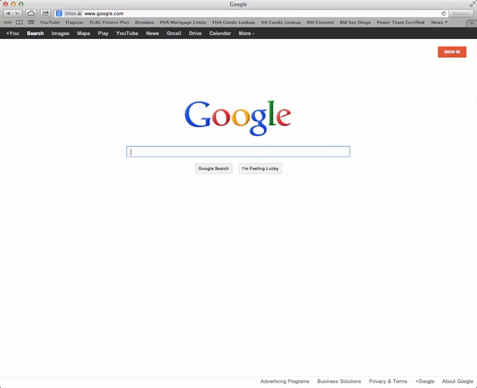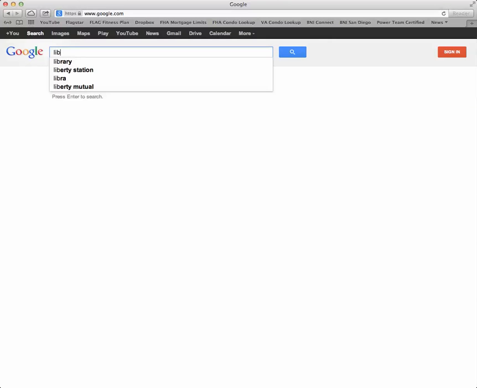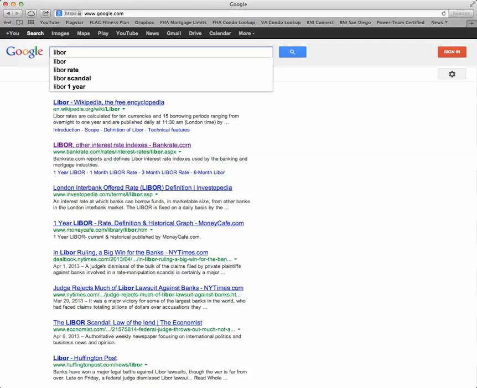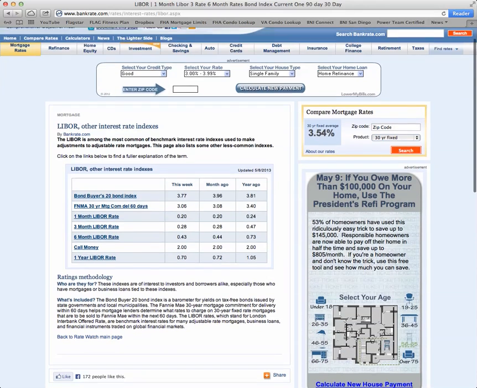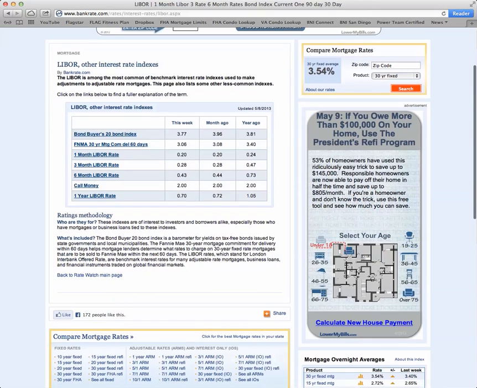I always start by going to google.com and I type in, let's use LIBOR for example. LIBOR is the acronym for the London Interbank Offered Rate. You can type in LIBOR there, and the first result is Wikipedia, but right below that you see LIBOR, other interest rate indexes, bankrate.com. It forwards you to this page, and then it shows you the LIBOR index. You can see that there are several of them listed here on the left-hand side.